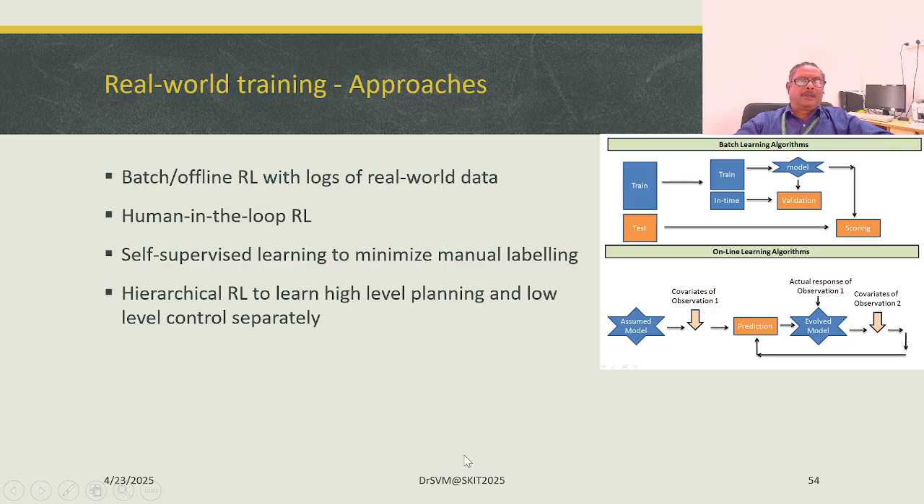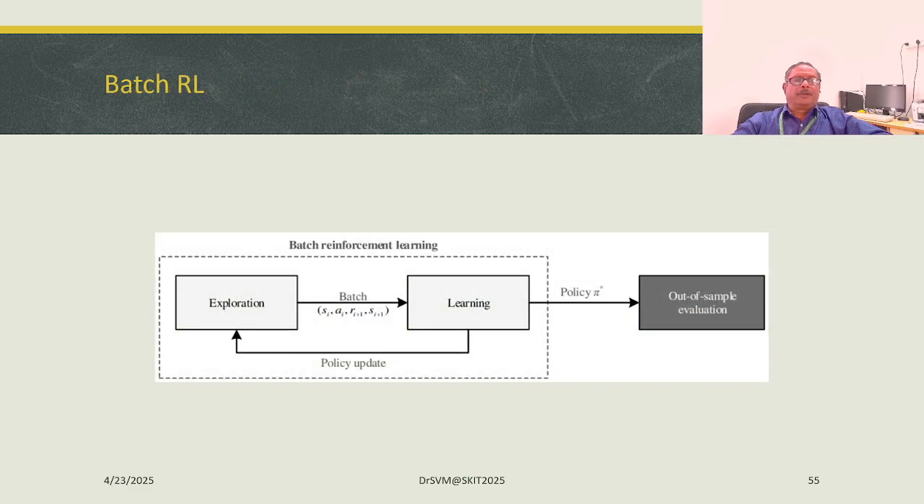Then we can go for hierarchical reinforcement learning, where the high level planning and the low level controls are learned separately. So planning is done at the high level and controls are done at the low level. So these two trainings are done separately. So let's see one by one what each one is all about.